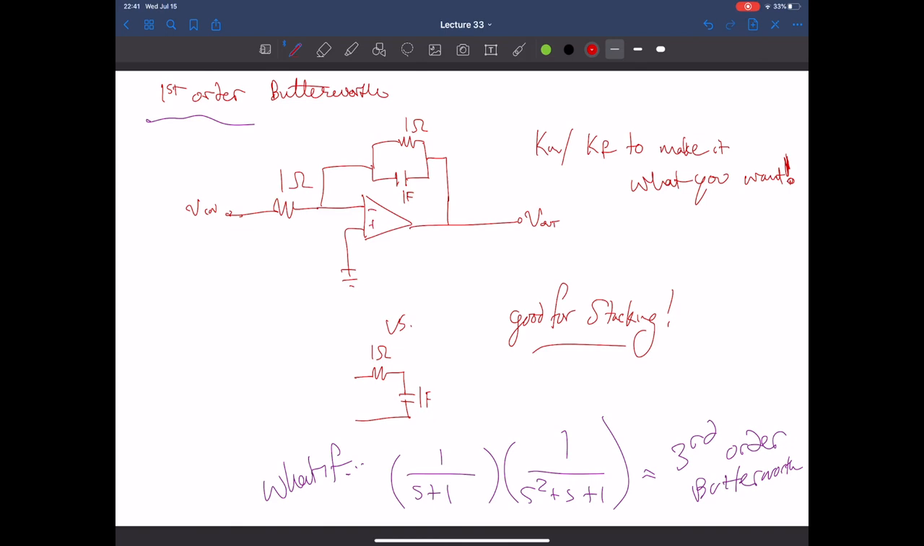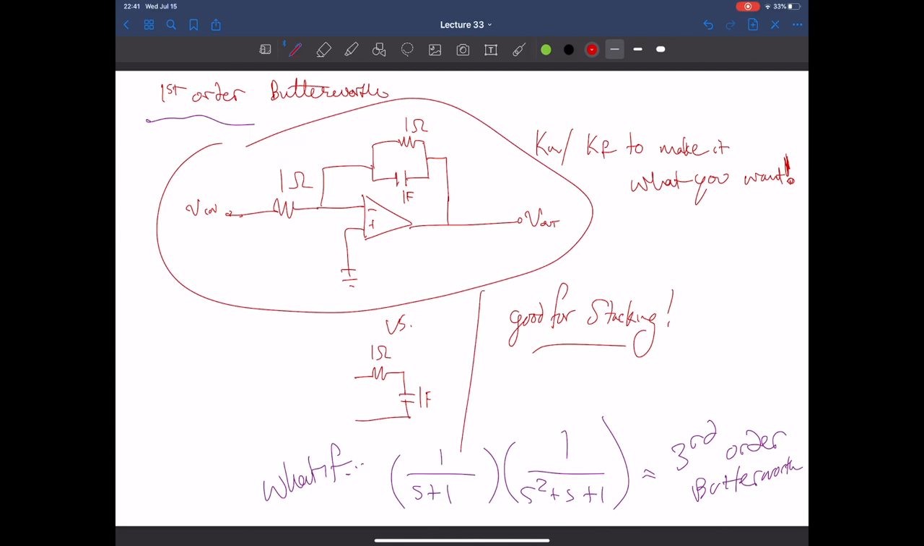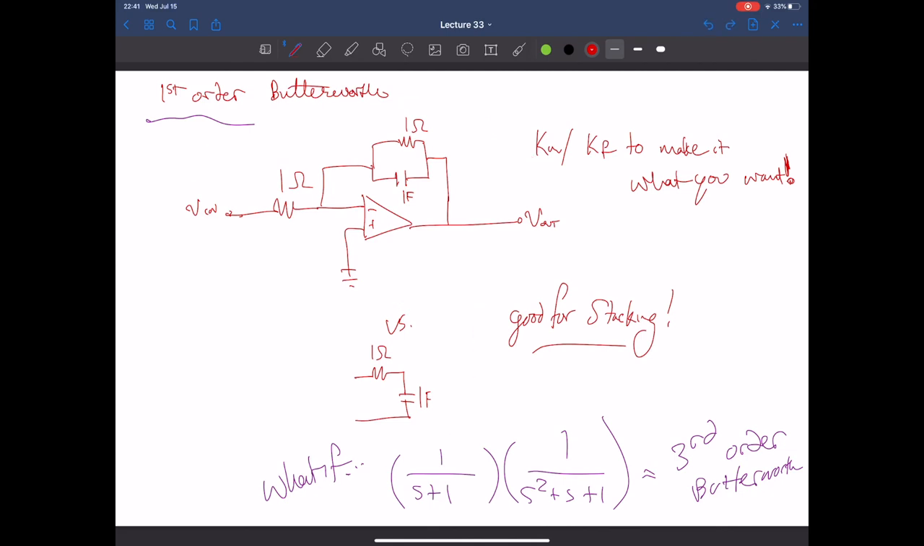So this is the first-order Butterworth filter. It has this transfer function down here, all right? And then you can just use KM and KF to scale it to make it exactly what you want. It's beautiful. But again, we want to be able to address this. So how do we even get to that point? Again, this is going to have some complex roots associated with it. This is nice, but we need some complex roots as well. This isn't useful until we can deal with the complex stuff.